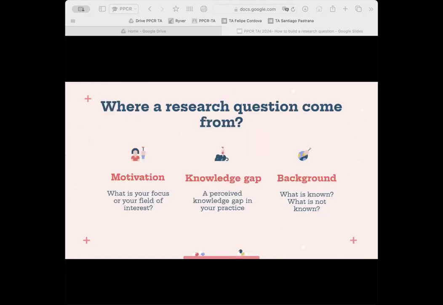So where does a research question come from? You may have already noticed that in your practice, you have some knowledge gap that you need to address. For example, in many fields, what is the best intervention for some patients with determined characteristics. So this is the knowledge gap you want to address. And it's very important to know what is known and what is not known about that topic. So let's go to Medline, PubMed to know what is already studied.